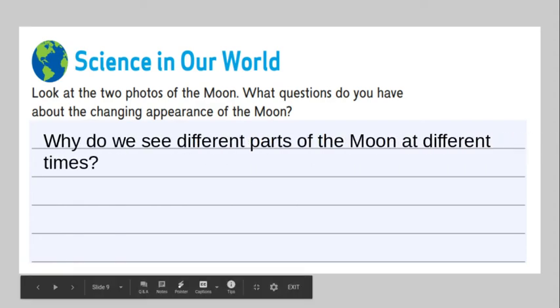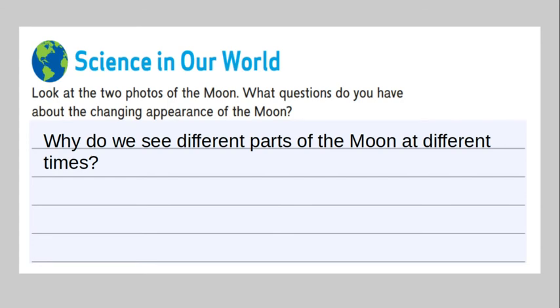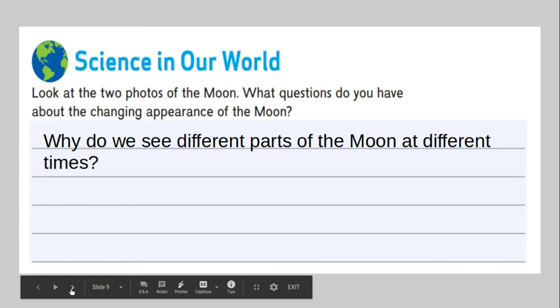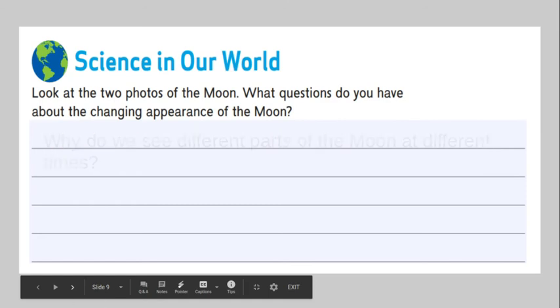So here is just an example of a question that you may have come up with. Why do we see different parts of the moon at different times? And so, boys and girls, we're going to be able to answer this question when we are finished with lesson 2. And any other questions that you came up with, you're more than welcome to share them with your teacher through Google Classroom. And hopefully we'll be able to answer them by the end of the lesson.